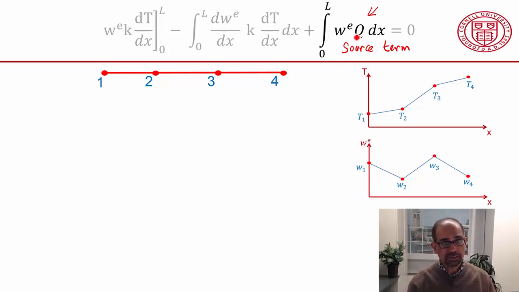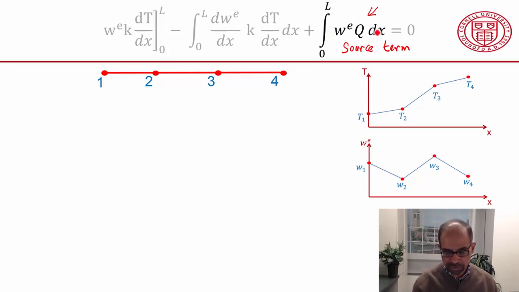In structural mechanics, this could be gravity, so that would be a source term. Or in the wind turbine blade example that we will do, the centripetal acceleration is going to be applied in this way. It'll be a source term.